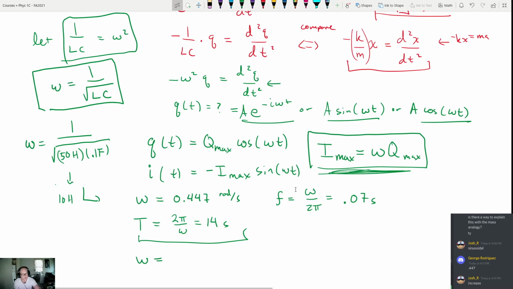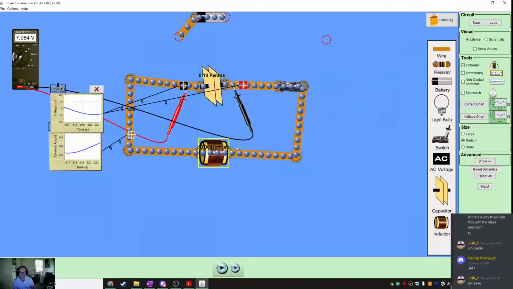Oh, these are the wrong units, by the way. I'm sorry. This should be inverse seconds. My bad. The frequency and the angular frequency are both going to be 1. This should be something like 6.28. To get those numbers, all I did was I took 0.1 times 10, which is 1. 1 over the square root of that is 1. So we expect that we're going to get a time here of 6.28.